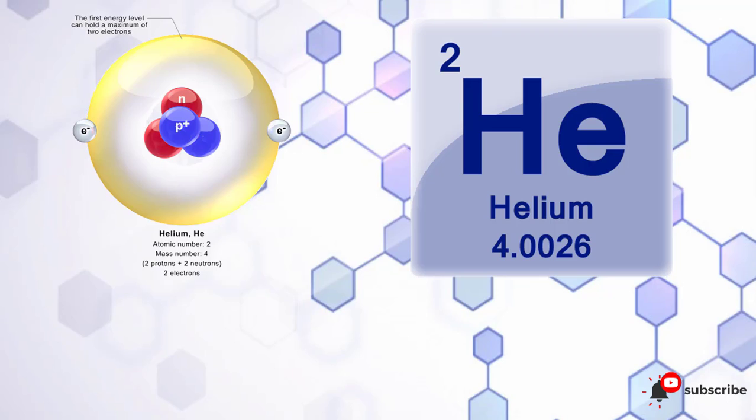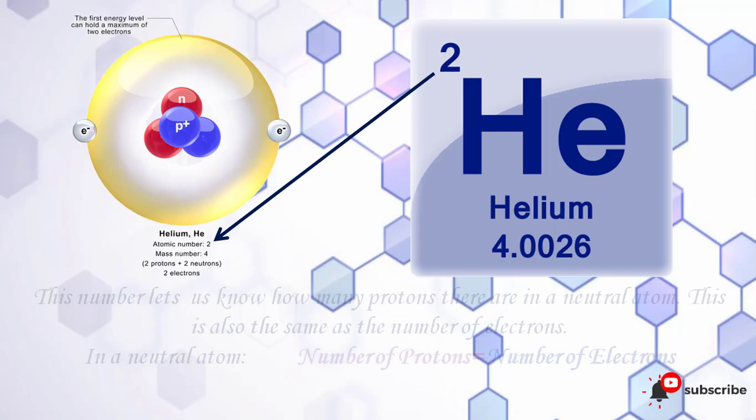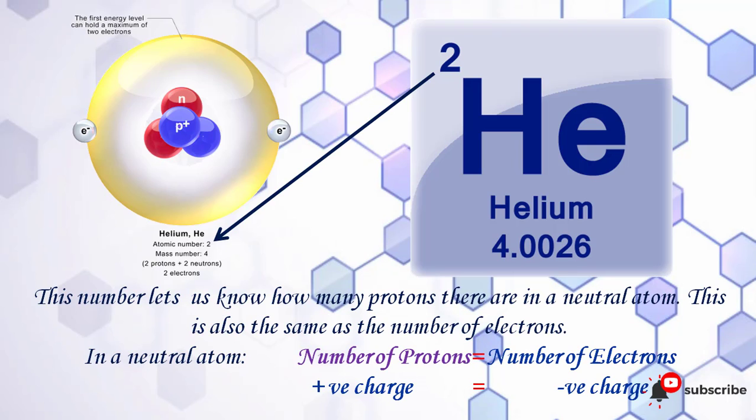Here's an example of an element, that is helium. This number at the upper end represents the atomic number. This number lets us know how many protons are present in the neutral atom. Remember, we are talking about the neutral atom here and not the ions. So this is also the same as the number of electrons. As we all know, in a neutral atom, the number of protons is equal to the number of electrons. In other words, the positive charges are always equal to the negative charges, to balance out the charges and maintain the neutrality of an atom.